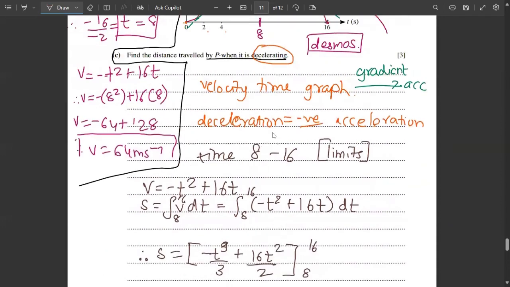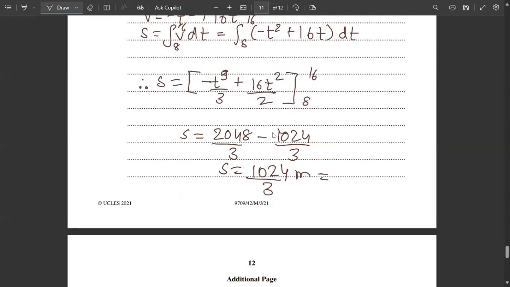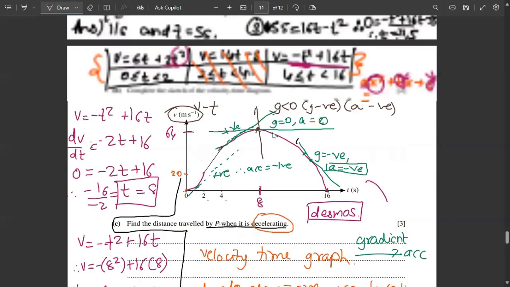Now what have they asked? To find the distance traveled. So this we can in short write 341.33 meters. And that's how we end this question, and also we end this paper.